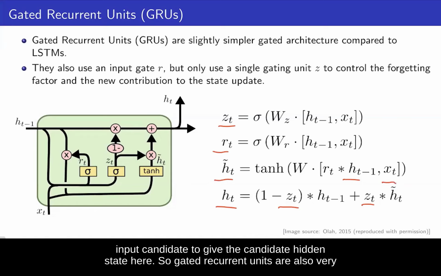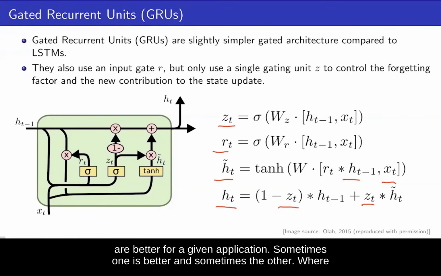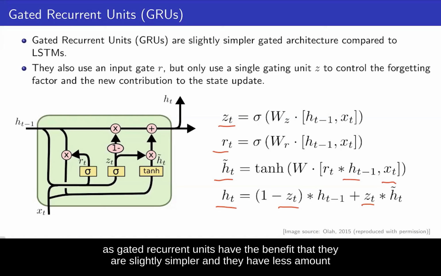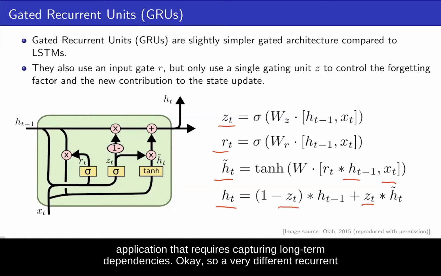So gated recurrent units are also very popular and they work well for many applications. So it's not really clear whether LSTMs or GRUs are better for a given application. Sometimes one is better and sometimes the other. Gated recurrent units have the benefit that they are slightly simpler and they have fewer parameters. But overall, they both are competing models and they both do very well for any application that requires capturing long-term dependencies.